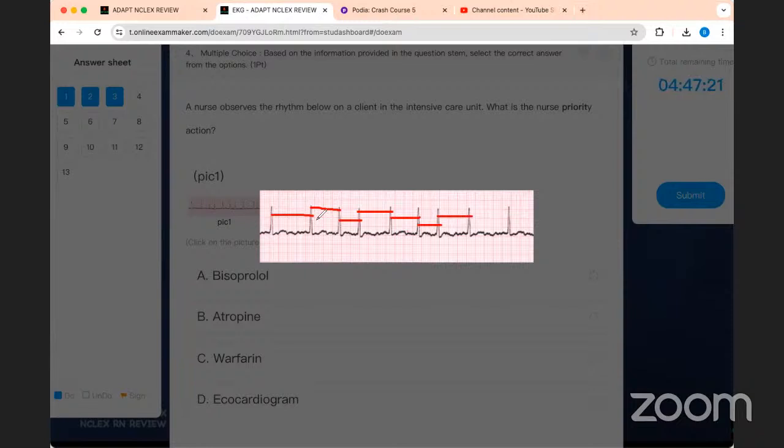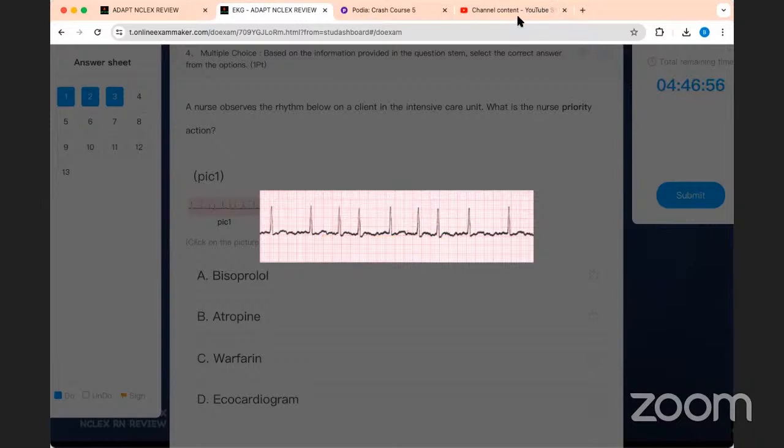This is irregular. You can see different lengths. There is different length. It's not only one. This is not a PVC because I can see another one here. This is the same as that. So it's not a PAC, right? The rhythm is irregular and there is no P wave. I don't see any P wave yet. You see a bunch of knots here. So it's not a P wave.